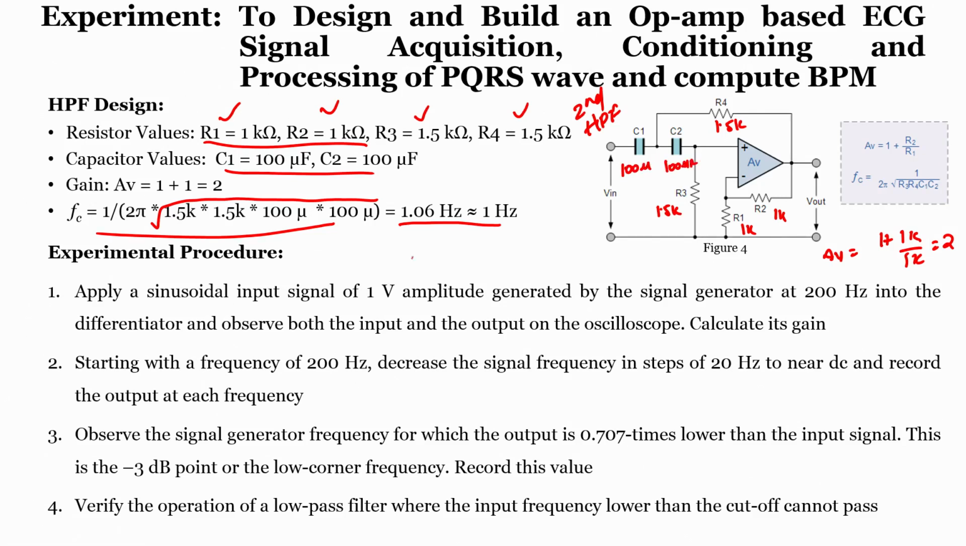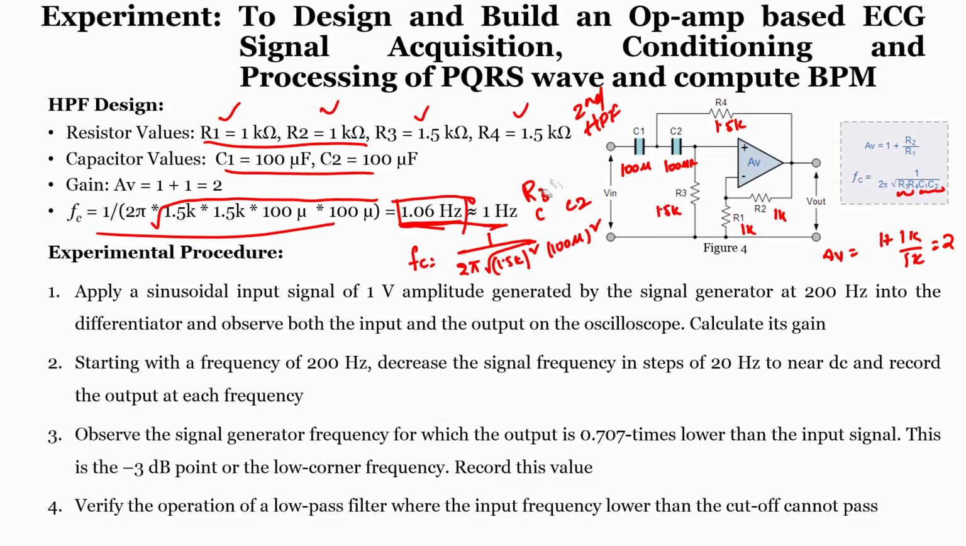So, when I calculate FC, it is 1 by 2 pi into root of 1.5 k square into 100 micro square, right, because R3 is equal to R4 in this case as well as C1 is equal to C2. So, C1 C2 I can write as C1 square, R3 R4 I can write as R3 square. So, 1.5 k whole square and 100 micro square. When we calculate, the value is almost equal to 1 hertz, the value we got is 1.06 hertz, which is equal to 1 hertz, right.